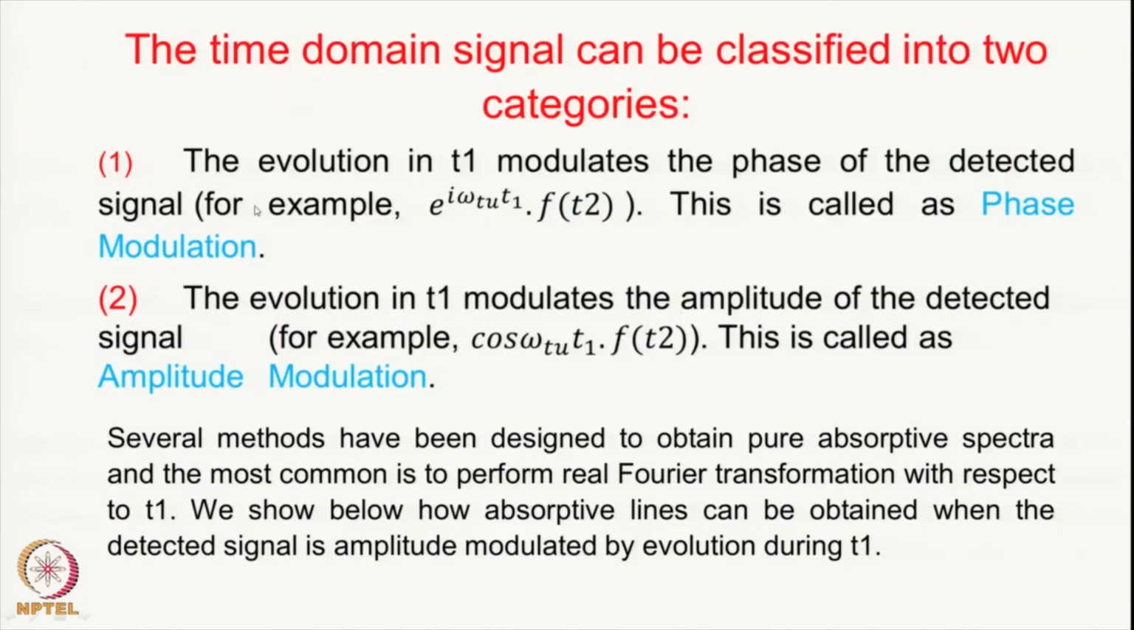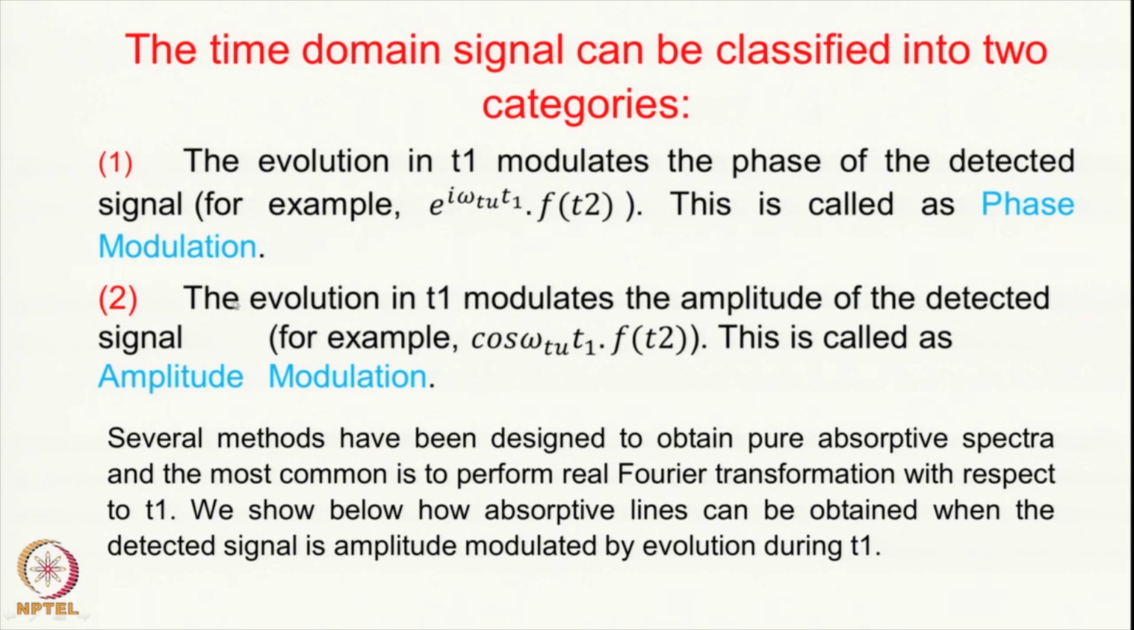Typically, in order to do this we must analyze our time dependent data in a little bit more formal way. In the earlier case we considered the evolution e to the minus I omega Tu T1. This is actually a phase factor. The phase of the signal is getting modulated by evolution during the T1, e to the I omega Tu T1, and the detected signal is modulated by this term, which is the evolution in the T1 period, and we call this the phase modulation of the detected signal.